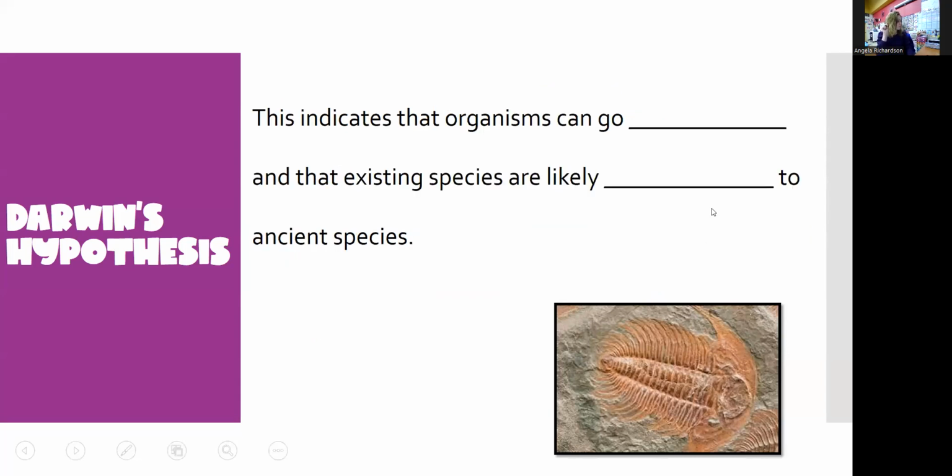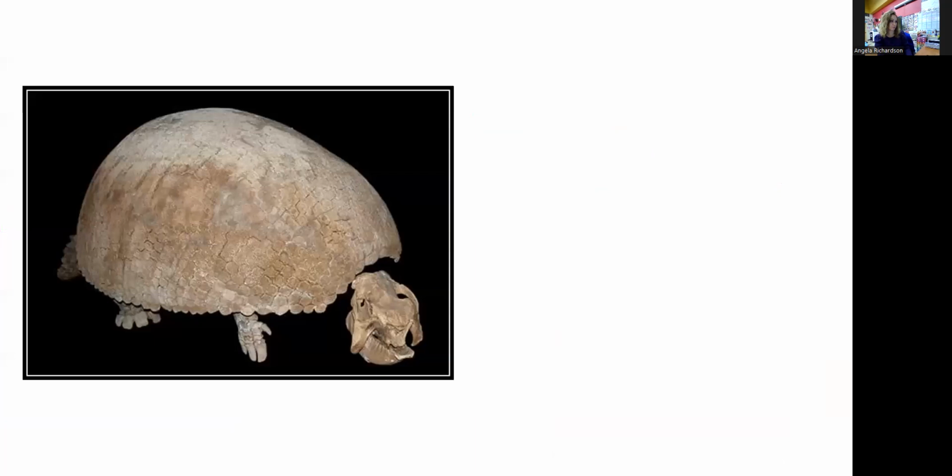So what Darwin thought was that because he's seeing these fossilized organisms that look like organisms that he was familiar with, this showed that organisms can go extinct. We don't have them anymore, but that existing species could be related to these extinct species. So at one point in his voyage, they were having dinner and he started looking at, okay, I'm gonna get ahead of myself with this one.